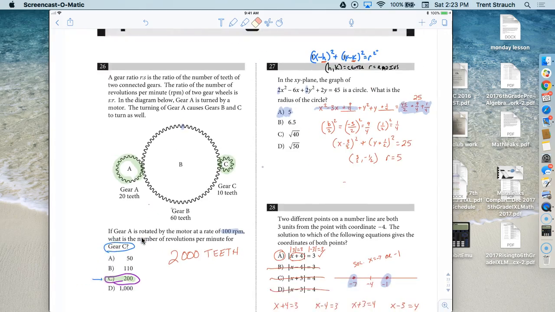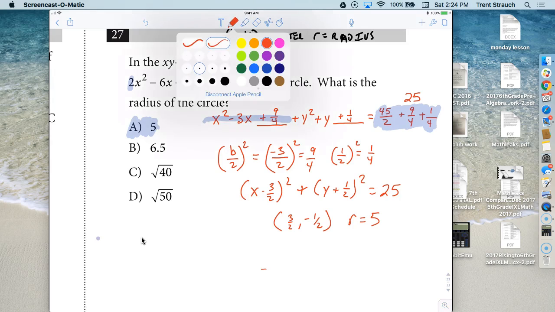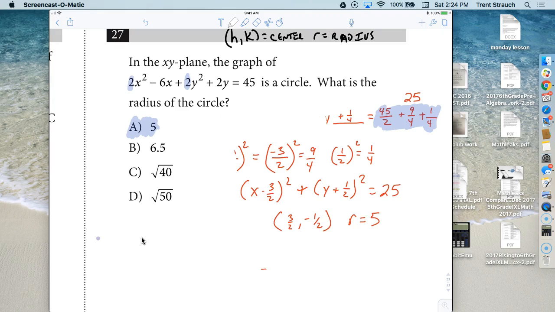We have done 27. Does anybody need me to refresh on 27? Completing the square? I completed the square, but then I made a mistake? Yeah, I got C. All right, so let's look. Get 25. Let's look where your mistake is. All right, so I'm going to start over here. All right, so let's look at all this.